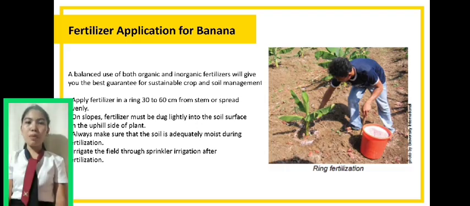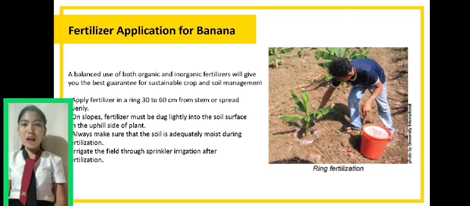It is recommended as a balanced approach, using both organic and inorganic fertilizer to ensure sustainable crop and maintain soil health. Fertilizer should be applied in a ring shape 30 to 60 cm away from the plant stem. On slopes, the fertilizer should be dug lightly into the soil on the uphill side of the plant.